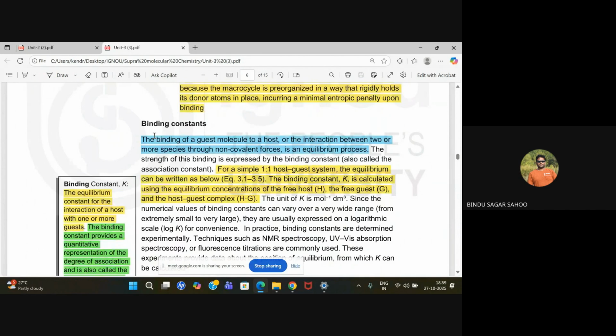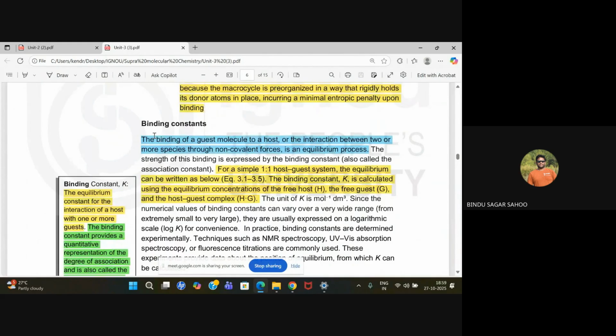So for a simple case, we are taking one host molecule and one guest molecule, and the equilibrium can be written as below, just like here. Host plus guest gives the host-guest complex. So we can say the equilibrium constant value will be the concentration of the host-guest complex divided by the concentration of the individual host and the concentration of the individual guest. So this is the mathematical expression for determining the equilibrium constant if you combine one host molecule with one guest molecule.